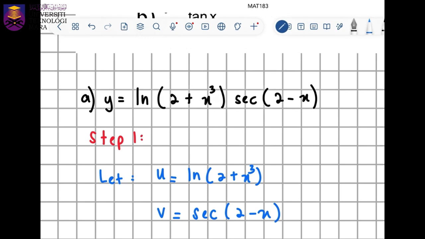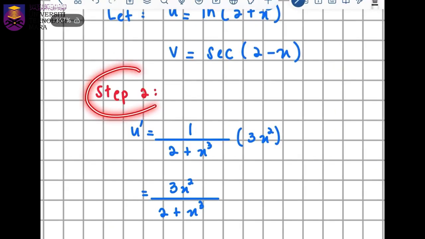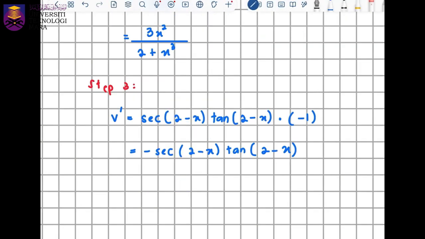So we get u equal to ln(2 + x^3) and v equal to sec(2 - x). Moving on to step 2, we have to differentiate u. To differentiate the logarithmic function, I apply the chain rule. So we get u prime equal to 1 over (2 + x^3) multiplied with 3x^2, so we get 3x^2 over (2 + x^3). Then we have to differentiate v. The derivative of secant is secant times tangent. Then I apply the chain rule for the inner function, which is 2 - x. We get v prime equal to sec(2 - x) tan(2 - x) multiplied with negative 1.